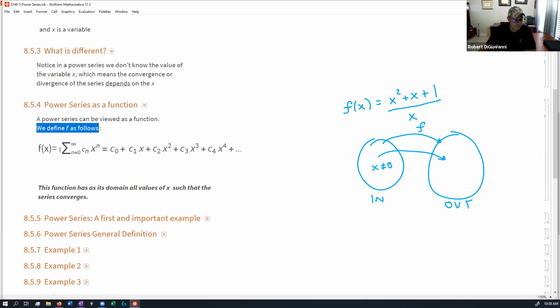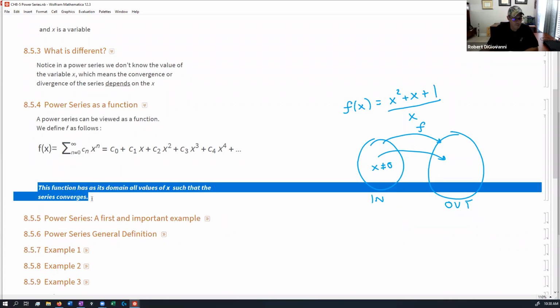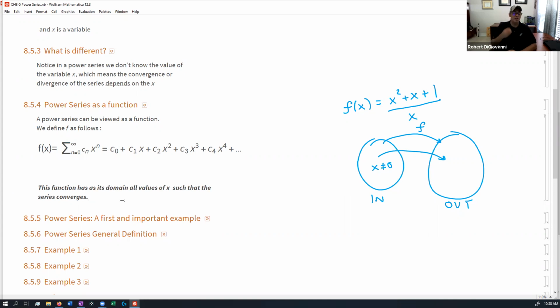So this function that we are now trying to define, we are going to define a function as follows. It is some power series. The convergence of that power series will depend on the x I plug in. We just said that. Convergence or divergence of that will be completely dependent upon x. Therefore, this function has as its domain all the values of x such that that series actually converges.